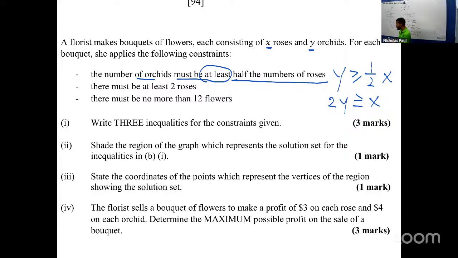I would like you to read the next two and write down the inequalities.